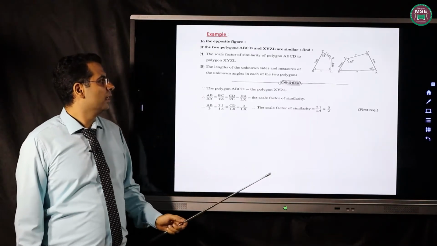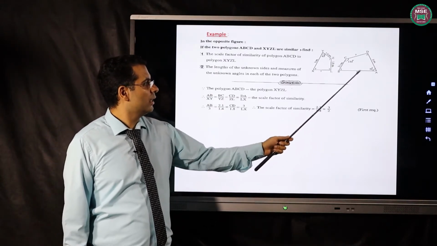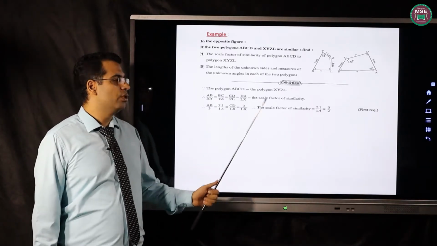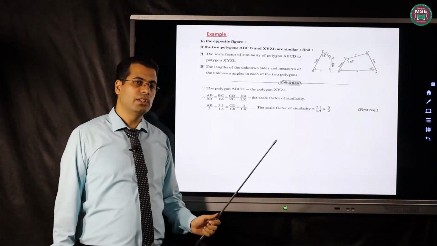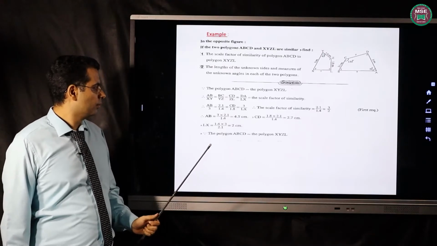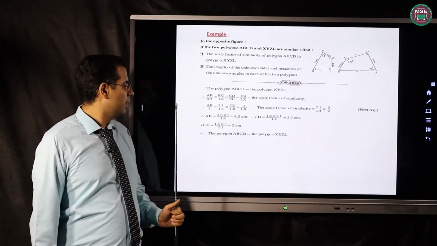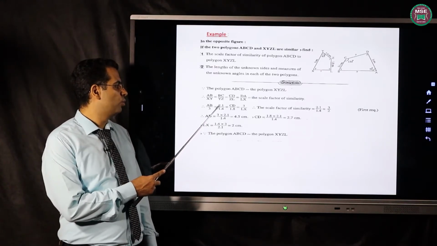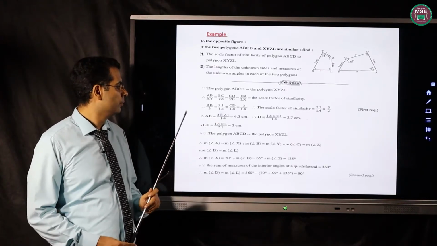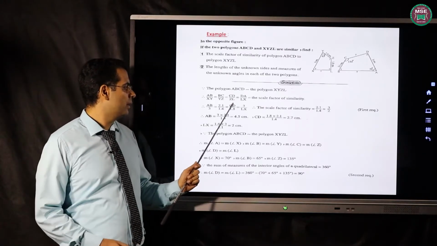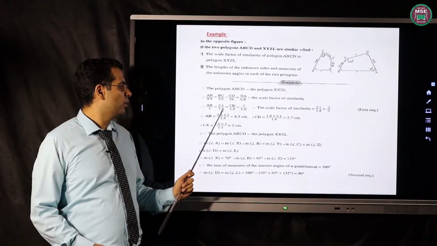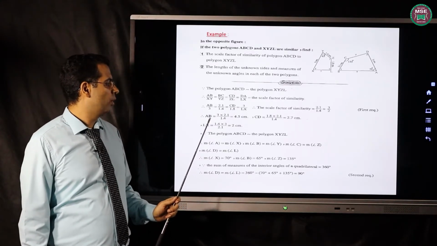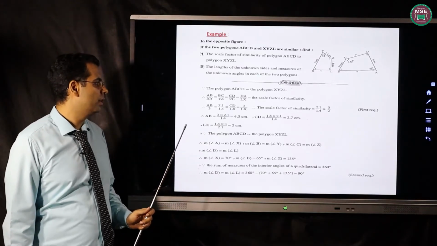We want to find the lengths of the unknown sides and the measures of the unknown angles. We know that the two polygons are similar, then the corresponding angles are equal. Therefore, here we want to find AB by cross multiplication. AB equals 3 times 2.1 over 1.4. CD equals 2.1 times 1.8 over 1.4, and so on. We can get LX equals 1.4 times 3 over 2.1, which gives 2 centimeters.